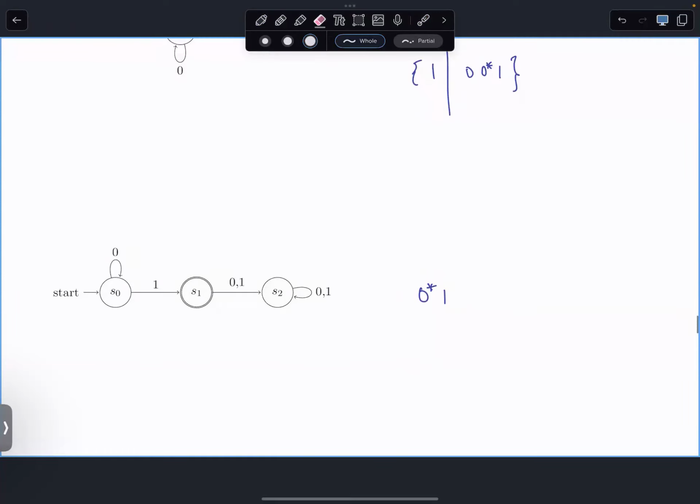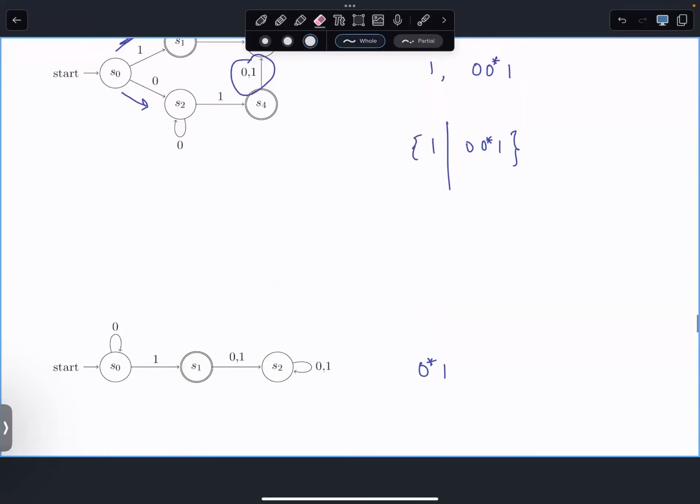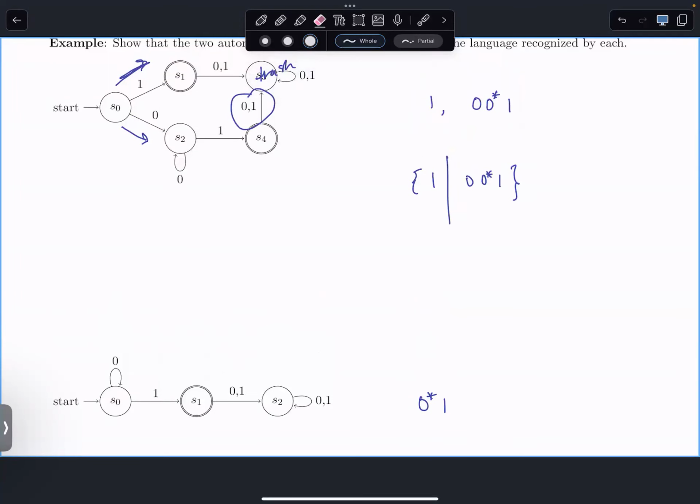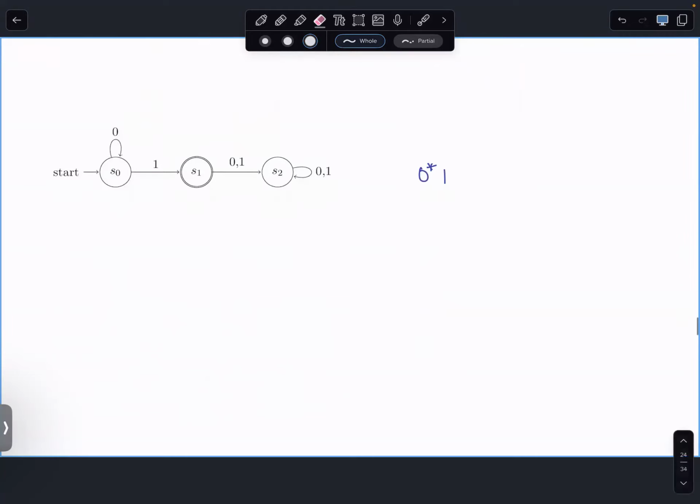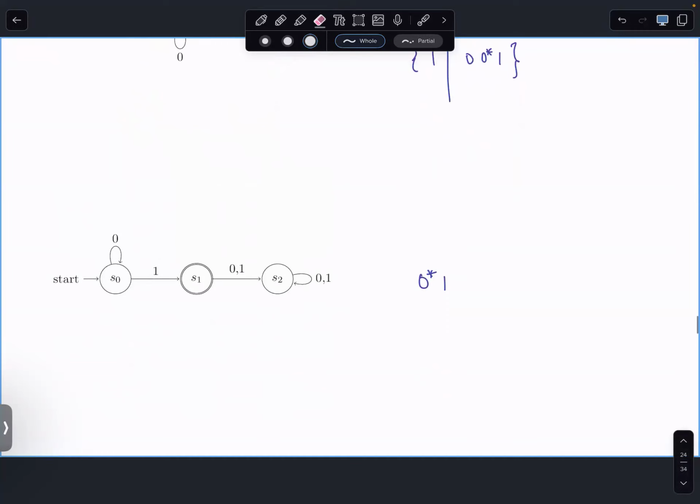So, okay, these two finite state automata are equivalent. They're not the same machine, but they do equivalent things. They are equivalent because they recognize the same language. Good? All right. Any questions about 12.1 or 12.2? No?